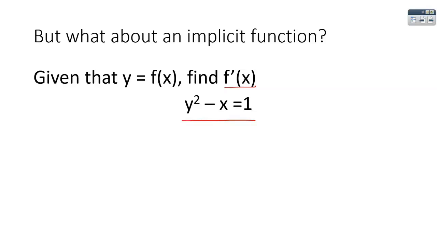Now, you might ask, well, why would you want to do that? What's the point of learning something new when you can just use old stuff, right? Well, the reason why is because there are actually many functions where you can't get the y by itself. It just doesn't work. There's not algebra moves that can make it possible. So we need a way to be able to find a derivative even when it's in implicit form. And so that's our objective today, is how do we find the derivative of this without having it in explicit form? So here's the steps.